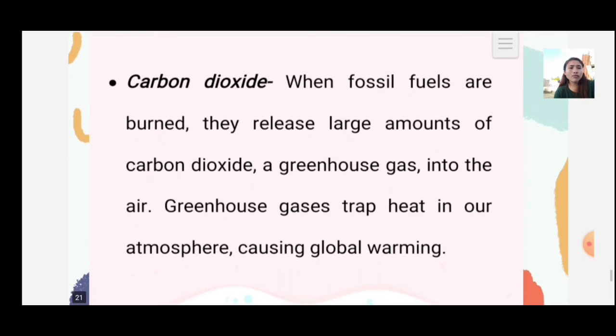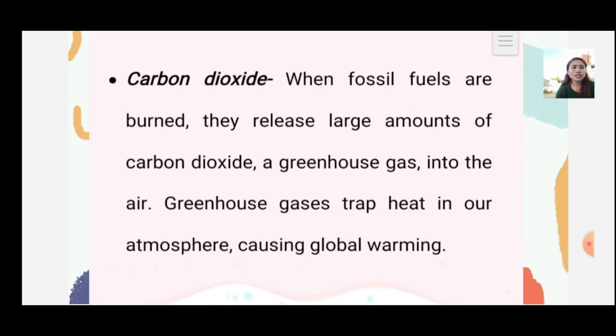Carbon dioxide: when fossil fuels are burned, they release large amounts of carbon dioxide, a greenhouse gas, into the air. Greenhouse gases trap heat in our atmosphere, causing global warming. Kung masunog ang fossil fuel, is daghang carbon, makaproduce siya daghan nga mga carbon. Ang mga gas sa greenhouse mubitik sa kainit sa atong atmosphere, maoy hinungdan sa pag-init sa atong kalibutan. So, muna siya causing global warming.